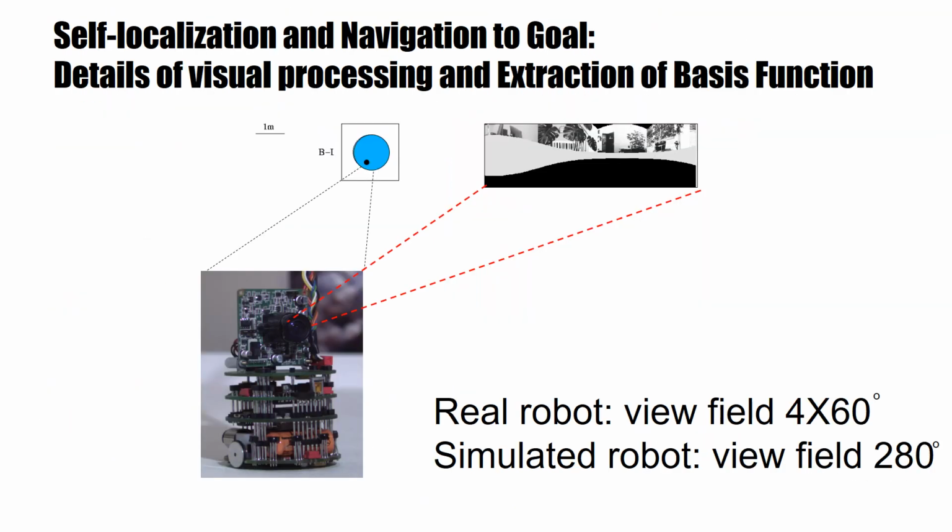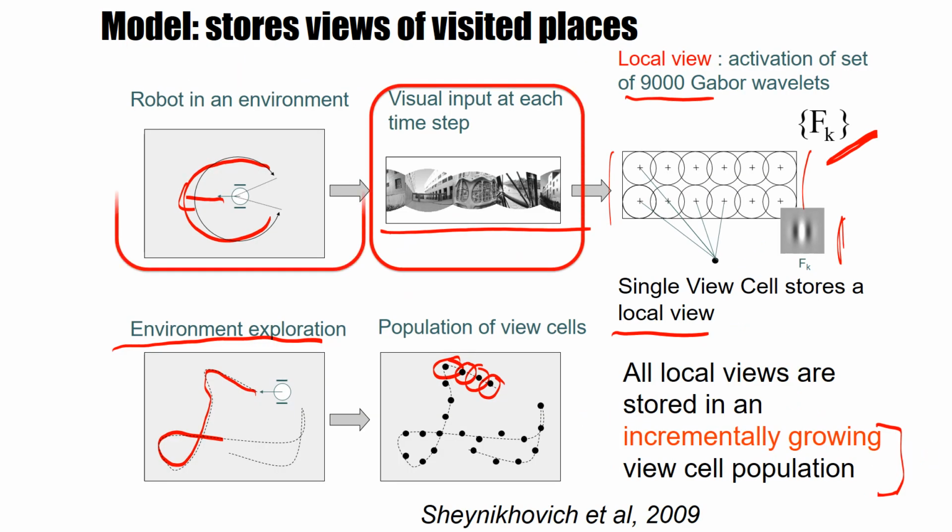Let me explain this in a bit more detail. So this is one of the office views that the robot would see. We take 4 views in 4 different directions so that we cover a total field of 240 degrees. We can also run a simulated robot, in which case we could choose 240 or 280 or even 360 degrees. Now, this is the view now. The robot looks in this direction. That's this large angle of view field.